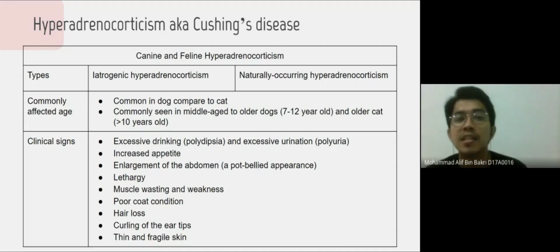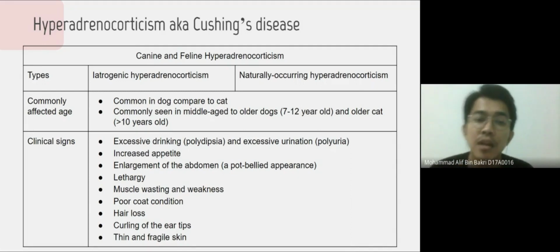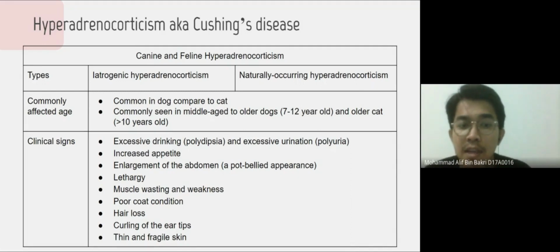The common clinical sign in the hyperadrenocorticism is polydipsia, polyuria, increased appetite, enlargement of abdomen, lethargic, muscle wasting and weakness, poor coat condition, hair loss, curling of the ear tips, thin and fragile skin.